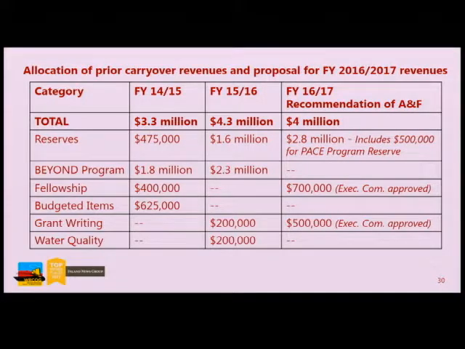But as a summary, the action today is in regards to the $2.8 million. The $700,000 for continuation of the WRCOG Public Service Fellowship, as well as $500,000 for the continuation of our grant writing assistance program have already been approved.